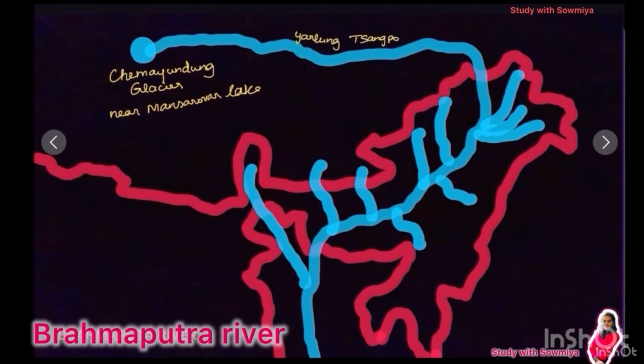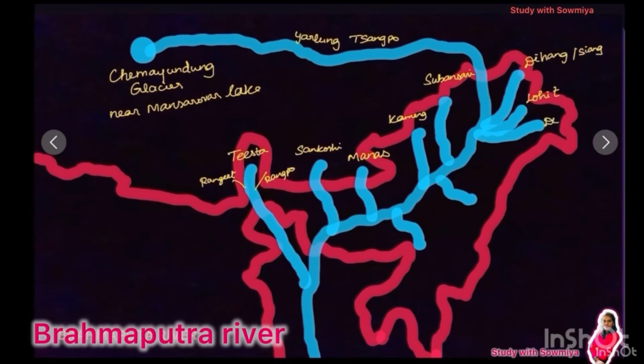Now let's see the right bank tributaries. Right bank tributaries are Subansiri, Kameng, Manas, Sankosh, and Teesta. Teesta's tributaries are Rangit and Rangpo. Now let's see the left bank tributaries of Brahmaputra: Dihang, Lohit, Dibang, Dhansiri, Kopili. These are the major left bank and right bank tributaries of river Brahmaputra.